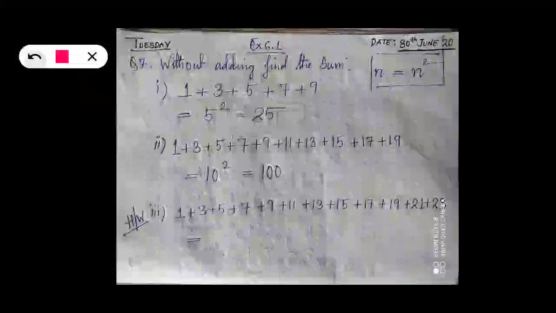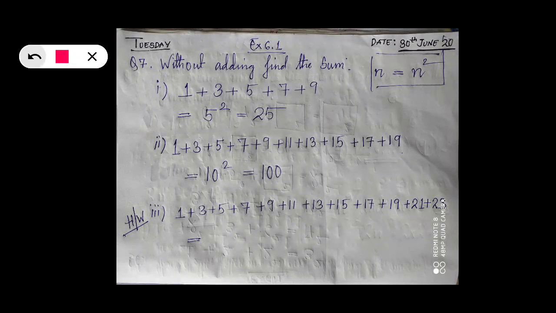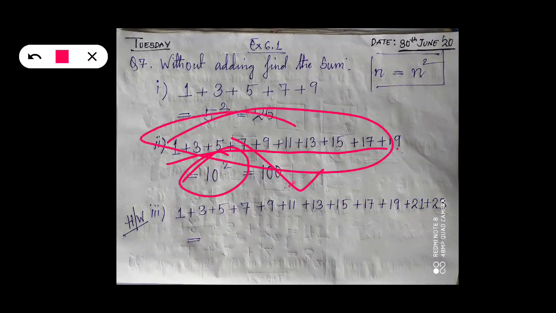If any odd number is missing in between, you cannot use it. You can take up to any odd number, but in between you should not miss any odd number. Are you getting my point? So here we have 10 odd numbers. 10 square means 100. If you add all these, you will get the sum 100.